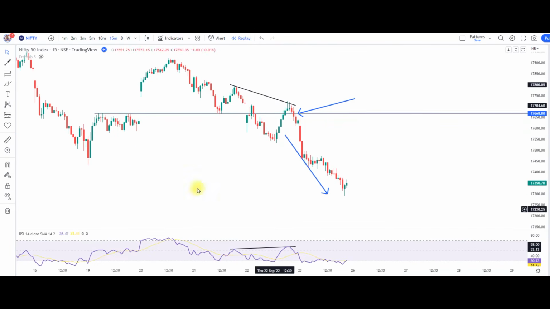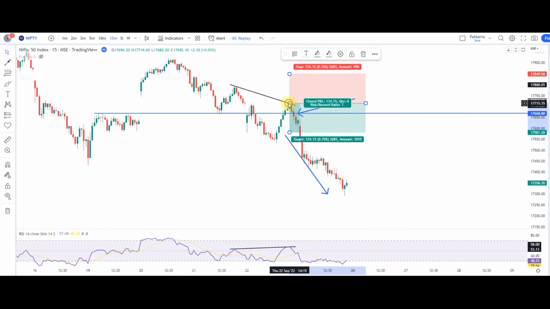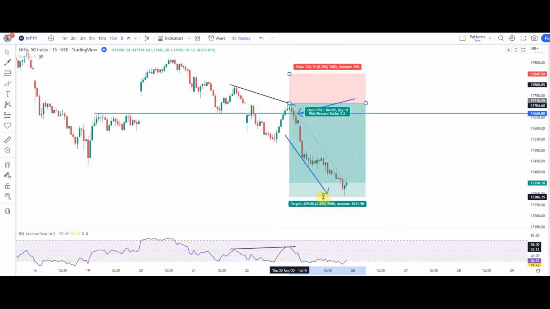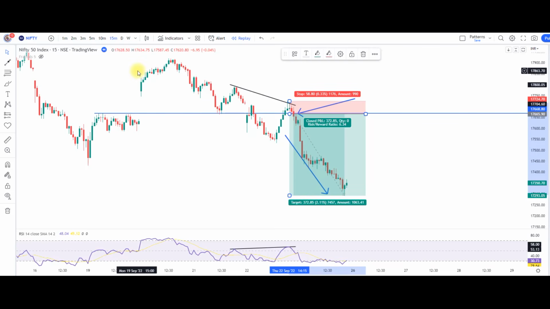Now we can see what the target is and how many points we got in this particular short trade. Till here Nifty has fallen, so I'm keeping it there. The target we got is 372 points in the 15 minutes time frame in the Nifty chart, which is not bad, right? In an index, if we are getting this many points, it's a good trade.